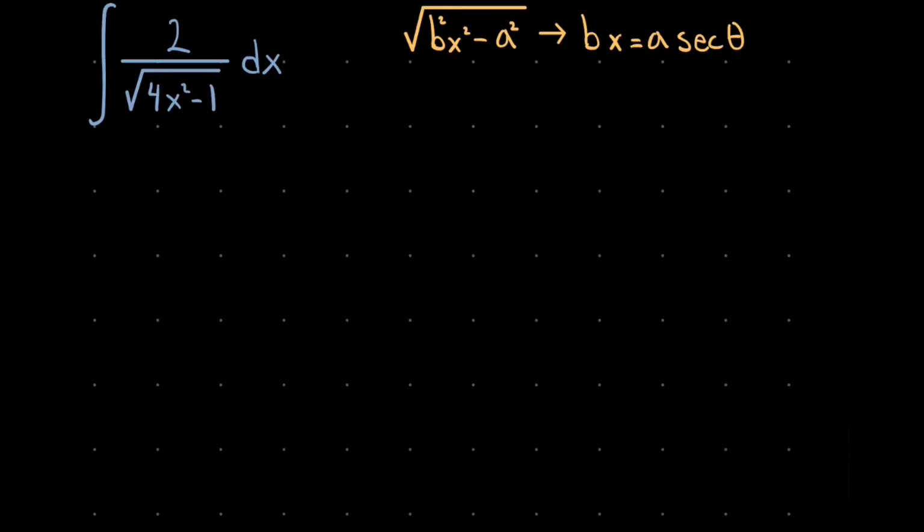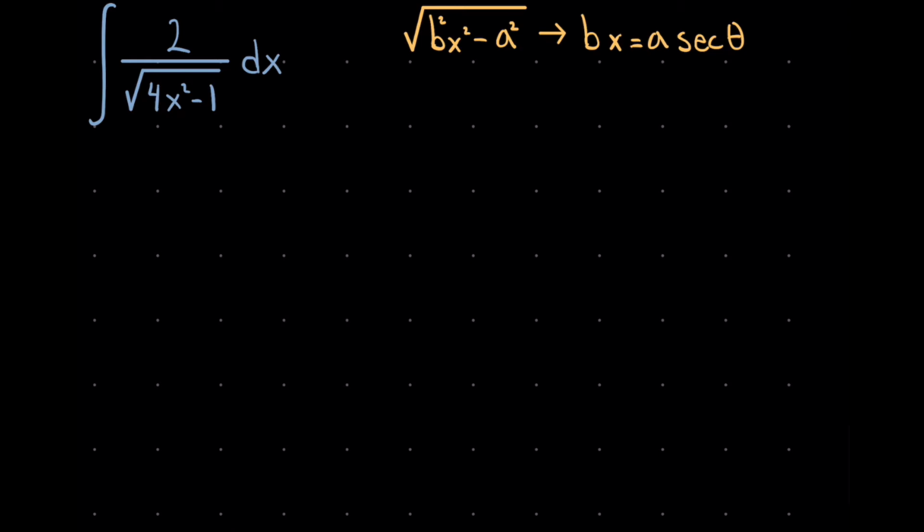All right, so now we're asked to find the integral of 2 over the square root of 4x squared minus 1 dx. And after a quick inspection, u substitution won't work, and there is no quick identity that will be able to help us solve this. We have to resort to trigonometric substitution.